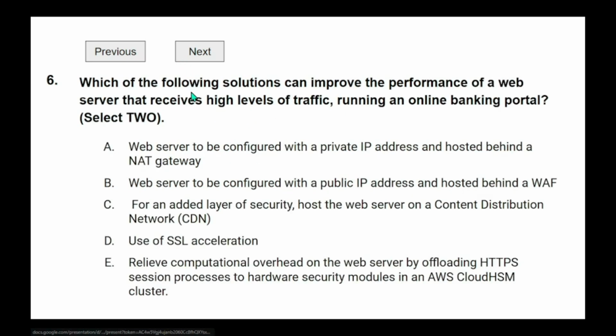Question 6. Which of the following solutions can improve the performance of a web server that receives high levels of traffic running an online banking portal? Select 2. So option A, a web server to be configured with a private IP address and hosted behind a NAT gateway. Option B, web server to be configured with IP address and hosted behind a WAF. Option C, for an added layer of security, host the web server on a CDN. Option D, use SSL acceleration or secure socket layer acceleration.